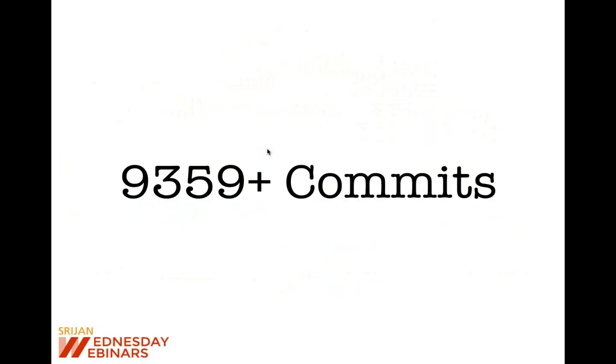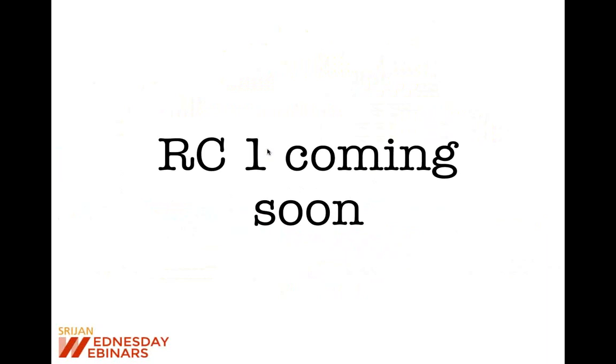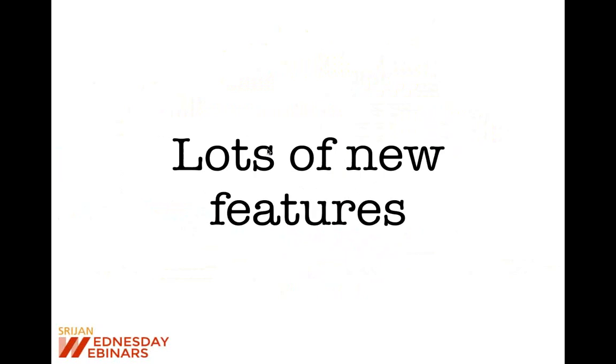And there are more than 9,300 commits. Many more commits are also coming, and hopefully there will be around 10K commits in Rails 5 when it finally gets released. Right now we have beta 3. The 5.0.0 beta 3 version is released on RubyGems, and release candidate 1 is coming soon. So hopefully it will be released by the end of this month or the first few weeks of May.